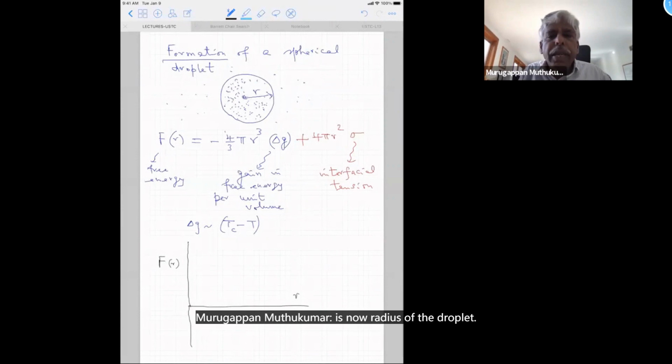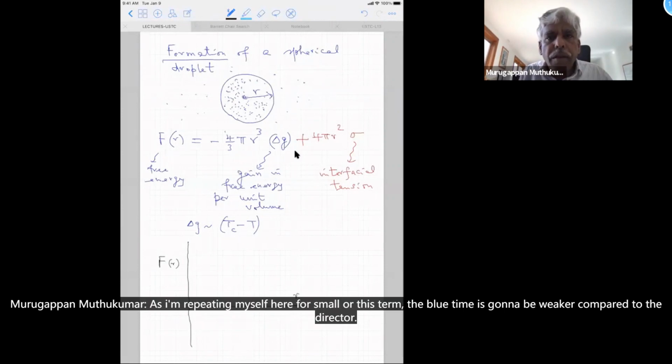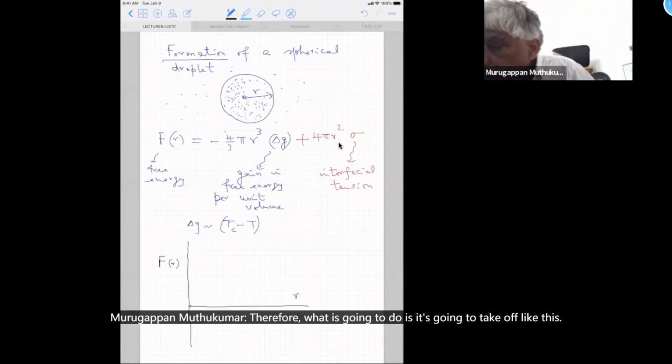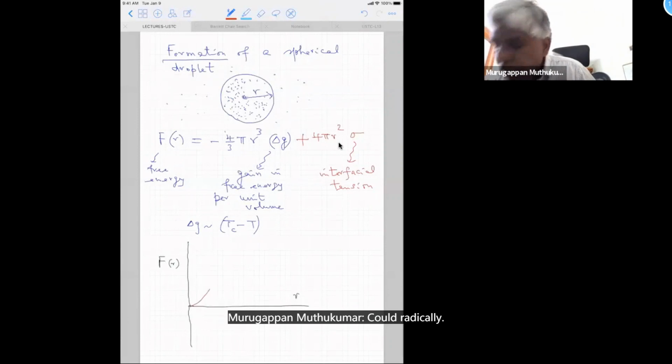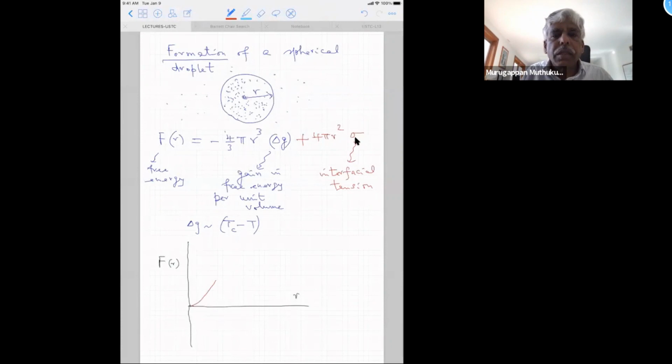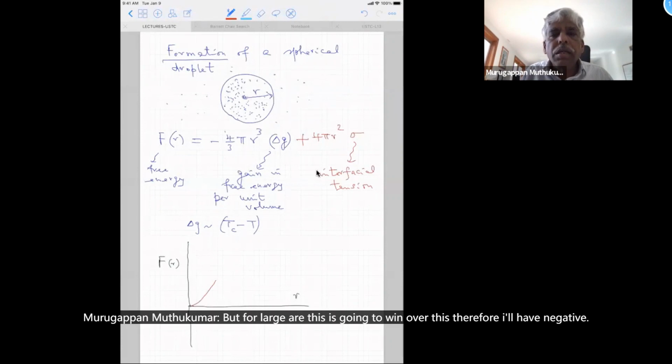R is now the radius of the droplet. As I'm repeating myself here, for small r, the blue term is going to be weaker compared to the red term. Therefore, it's going to take off quadratically, as R squared. The curvature depends upon the interfacial tension. But for large R, this is going to win over this.